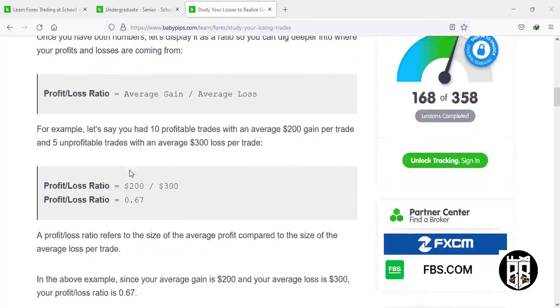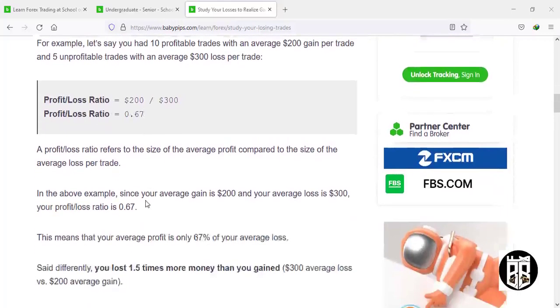So the profit and loss ratio is your average gain divided by your average loss. For example, let's say you had 10 profitable trades with an average gain of $200 per trade, and 5 unprofitable trades with an average $300 loss per trade. Now, your profit and loss ratio is this: $200 divided by $300. Your profit and loss ratio is 0.67.